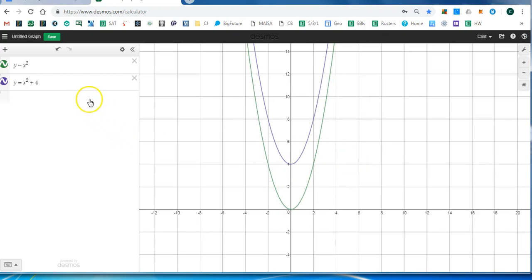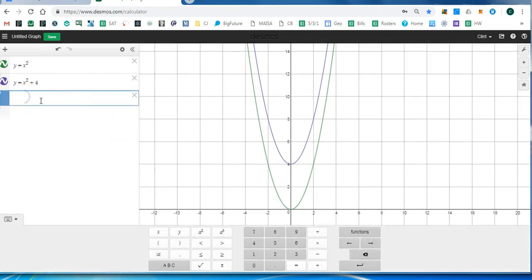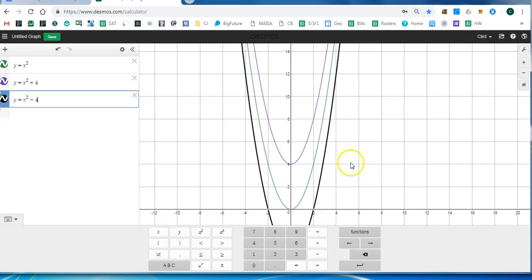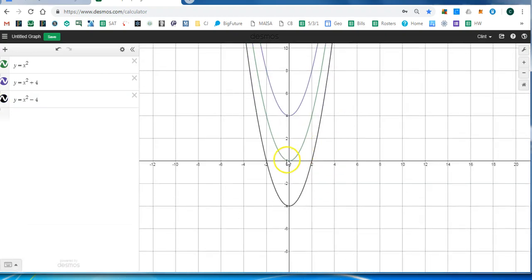Now, if I want to do another one and shift down 4 units, I'll click here, and I'll just go y equals x squared minus 4. And you'll notice that now I have a parabola that just shifted down 4 units. So the plus at the back side and the minus at the back side move it up and down. Now, let me get rid of these and go back to our parent function.